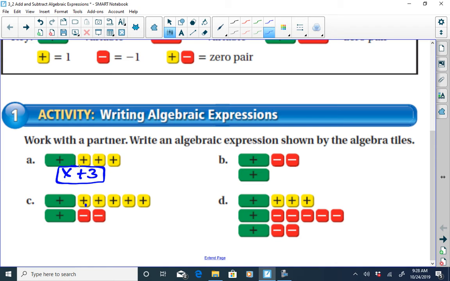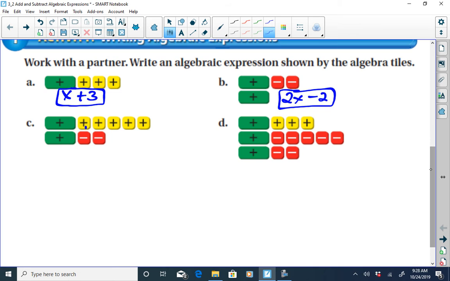In example B, we have 2 green rectangles, so that's 2 x's. We have 2 red squares, that's negative 2. So 2x plus negative 2, or 2x minus 2, is represented by example B.